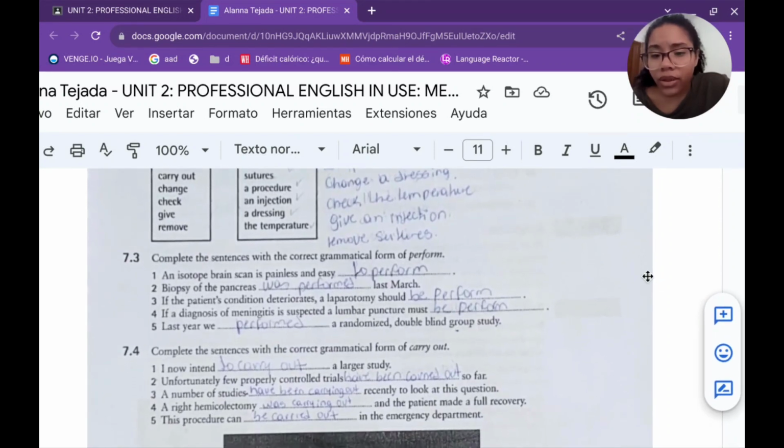Complete the sentence with the correct grammatical form of perform. An isotope brain scan is painless and easy to perform. Biopsy of the pancreas was performed last March. If the patient's condition deteriorates, a laparotomy should be performed. If a diagnosis of meningitis is suspected, a lumbar puncture must be performed. Last year, we performed a randomized double-blind group study.